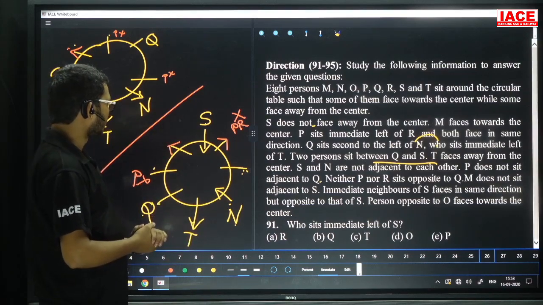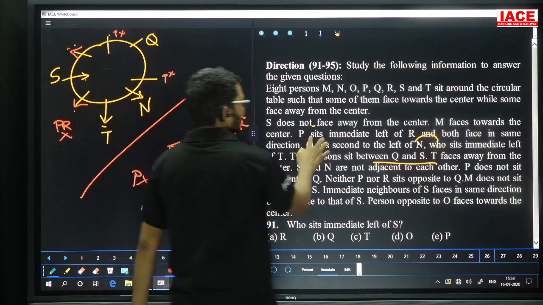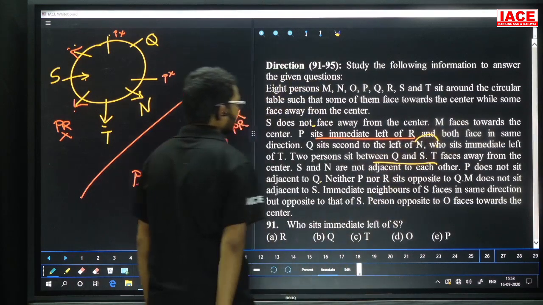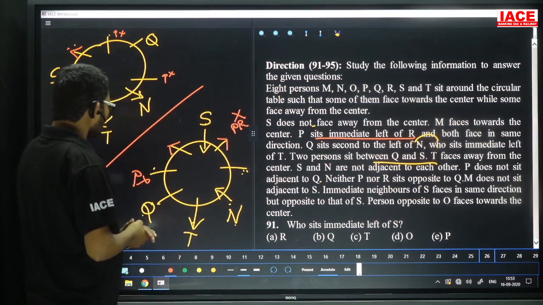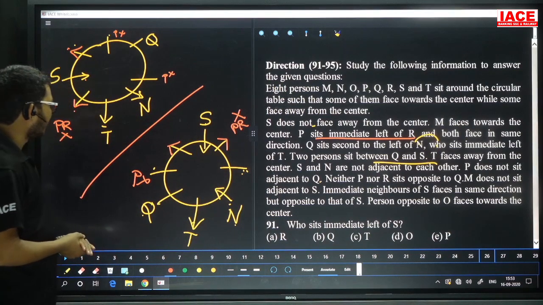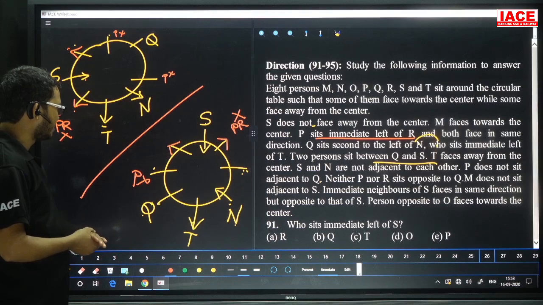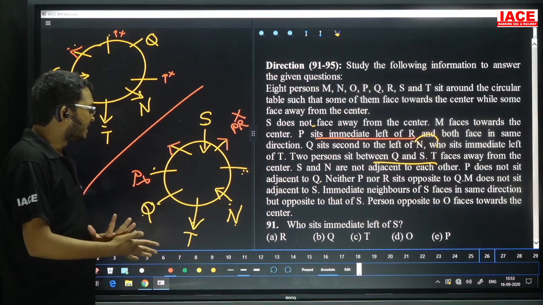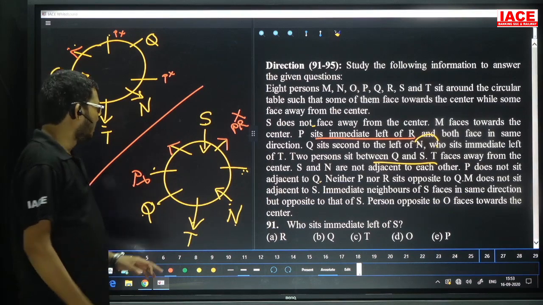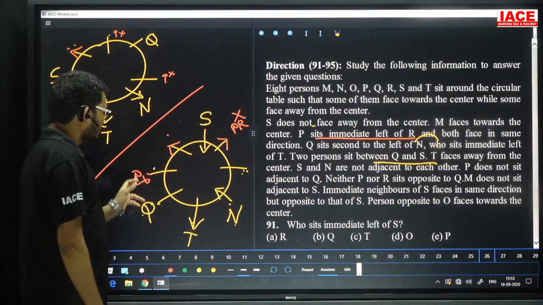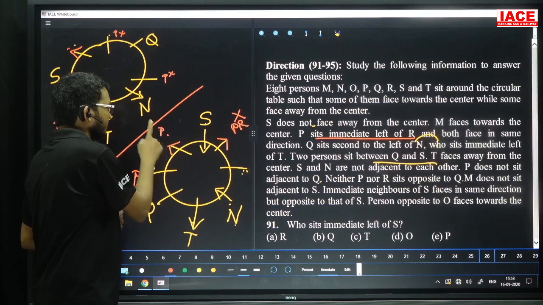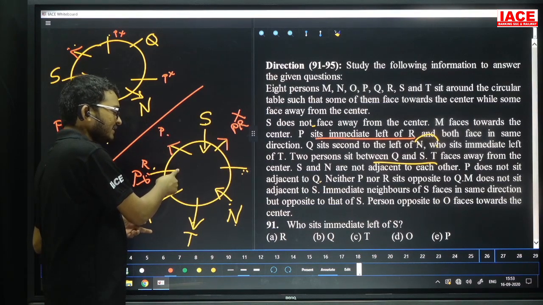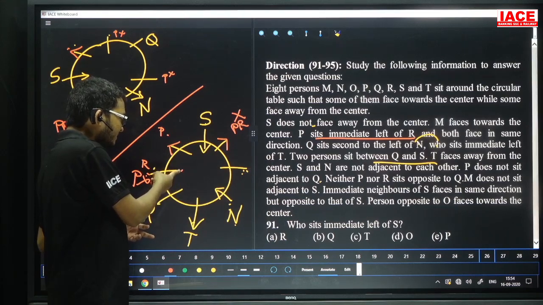Now take one more clue point. Friends, P sits immediate left of R, and both are facing the same direction. If you take this possibility, P and R are immediate neighbors. Only this possibility works, so here P has no chance. If I take this one as P, then this one is R. P is immediate left of R, then R is compulsorily inside. But our requirement is that this one is inside and this one is outside.